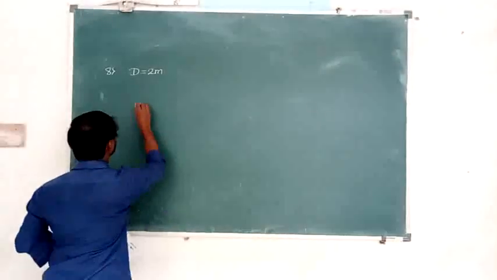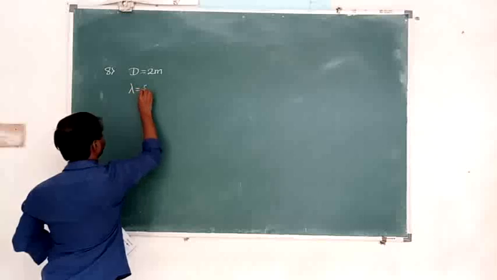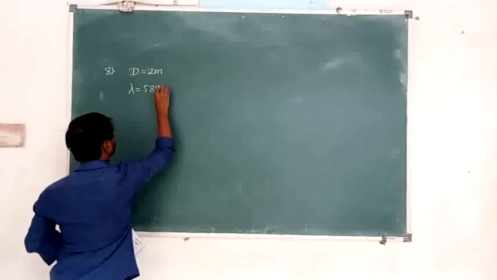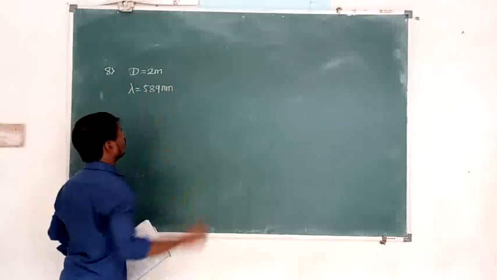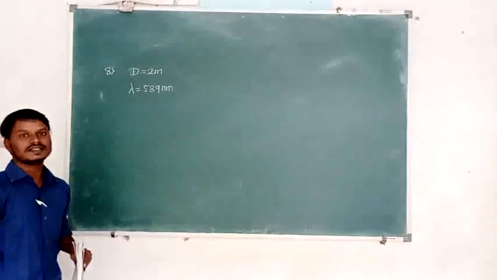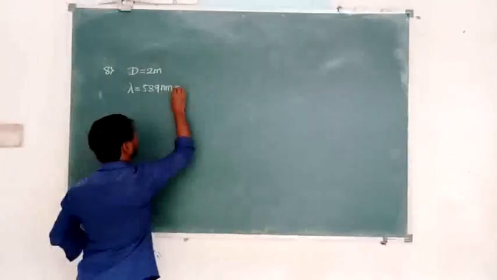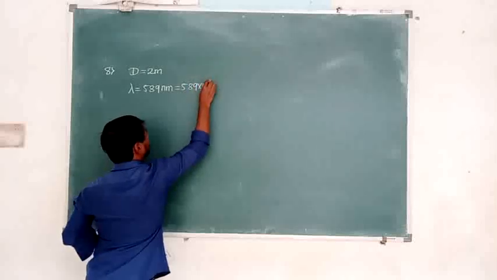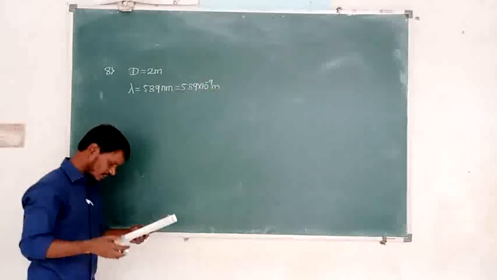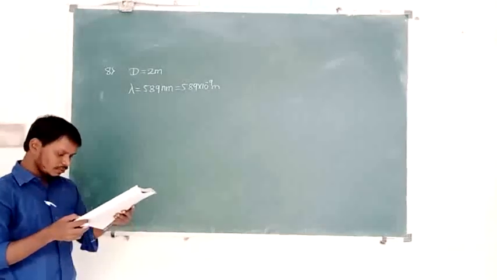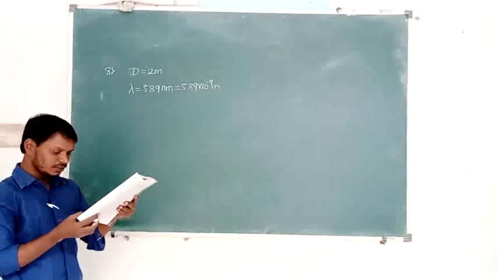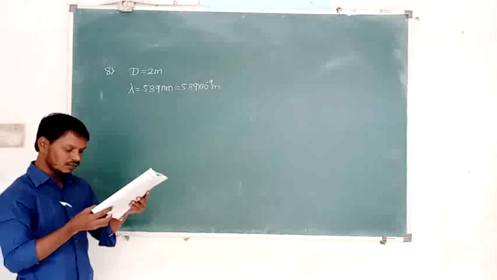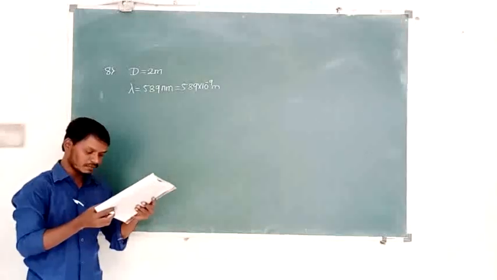Wavelength is how much given? Wavelength given 589 nanometer. So what is the value of nanometer here? 10 to the power of minus 9 meter. It is 589 into 10 to the power of minus 9 meter. The next one. The 10th minimum lies at 0.005 meter on either side of the central maximum.